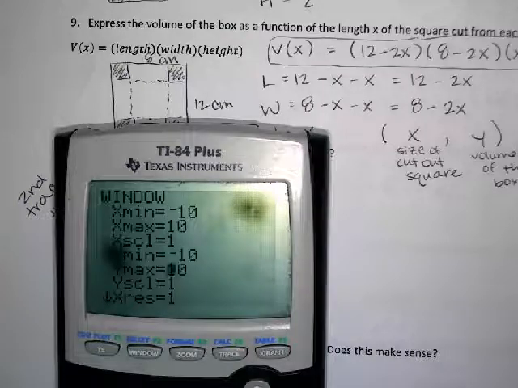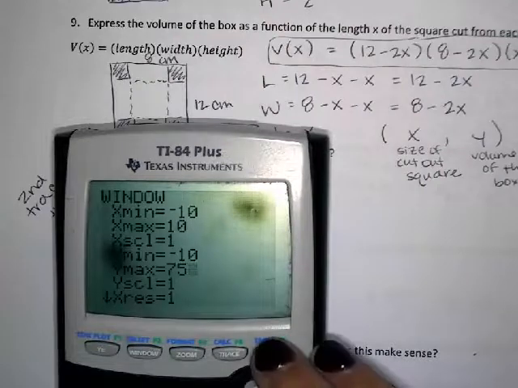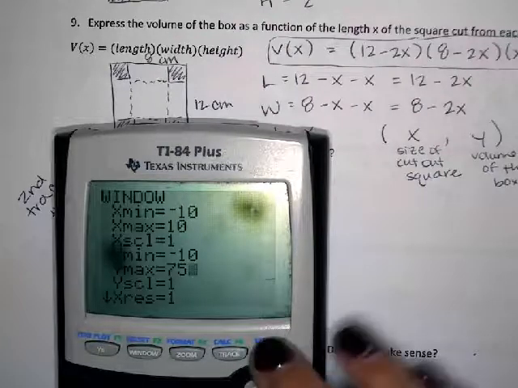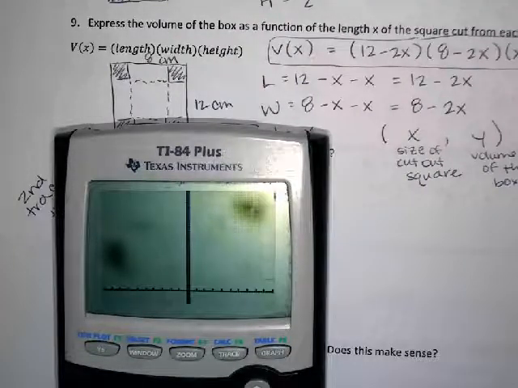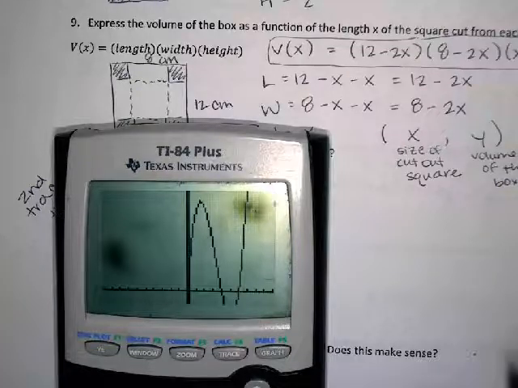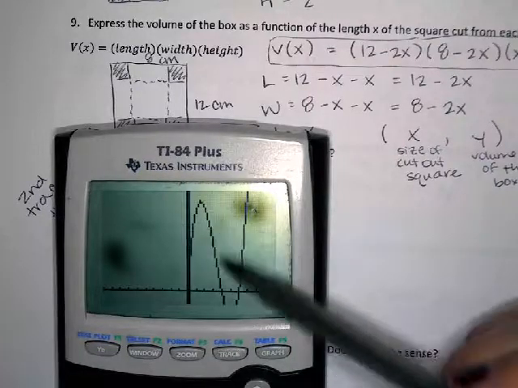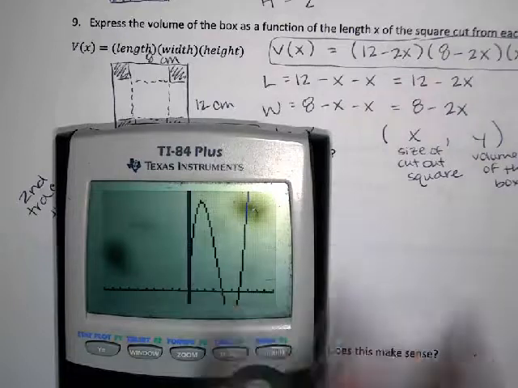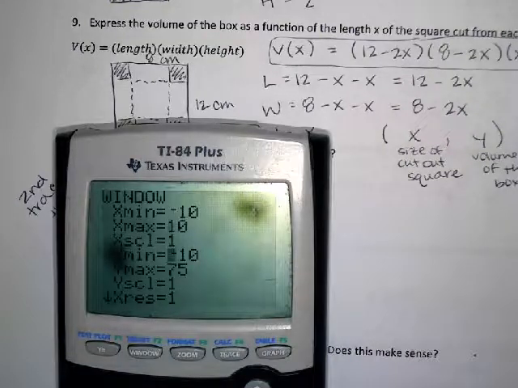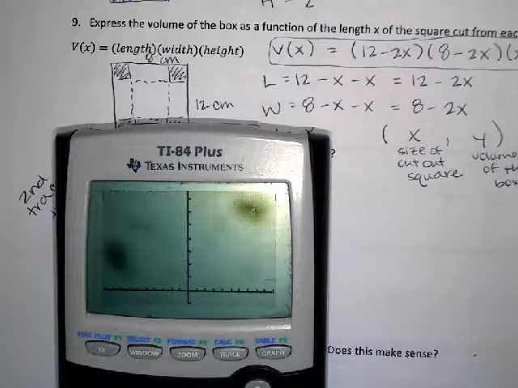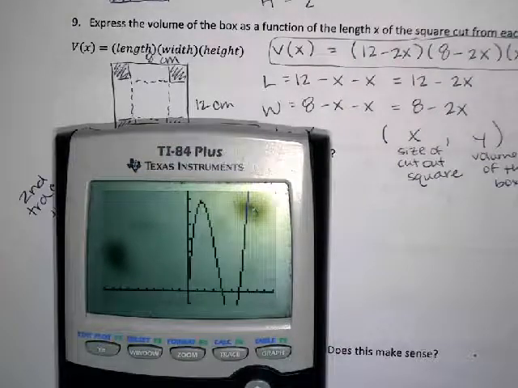All right, so this is the part that we're looking at right here. If you don't like how thick that line is, you can change it and tell the y's to go by 10s or something, and then it will look a little more normal. Okay, so now let's go back to number 10. What is the volume if you're cutting out a 1.25 centimeter square? So now we're going to say second trace, number 1, plug in 1.25.